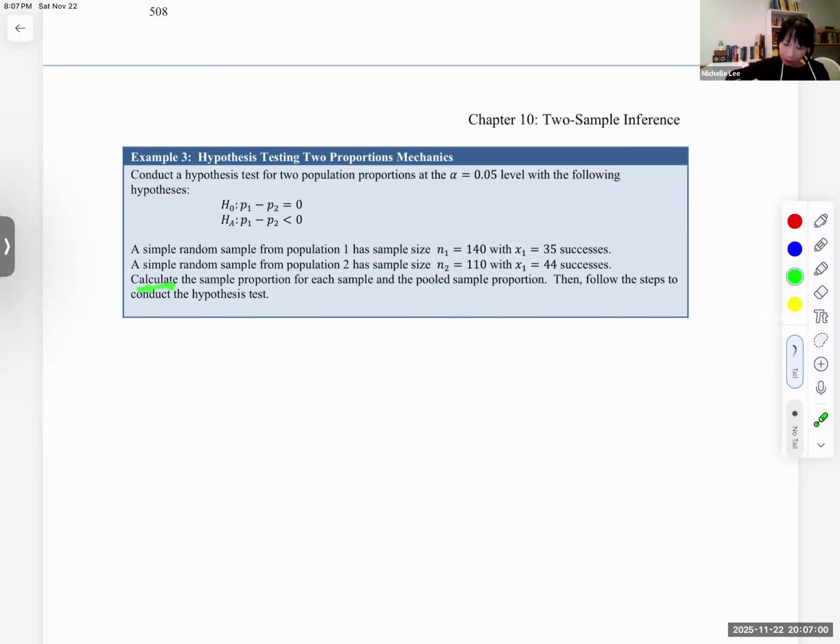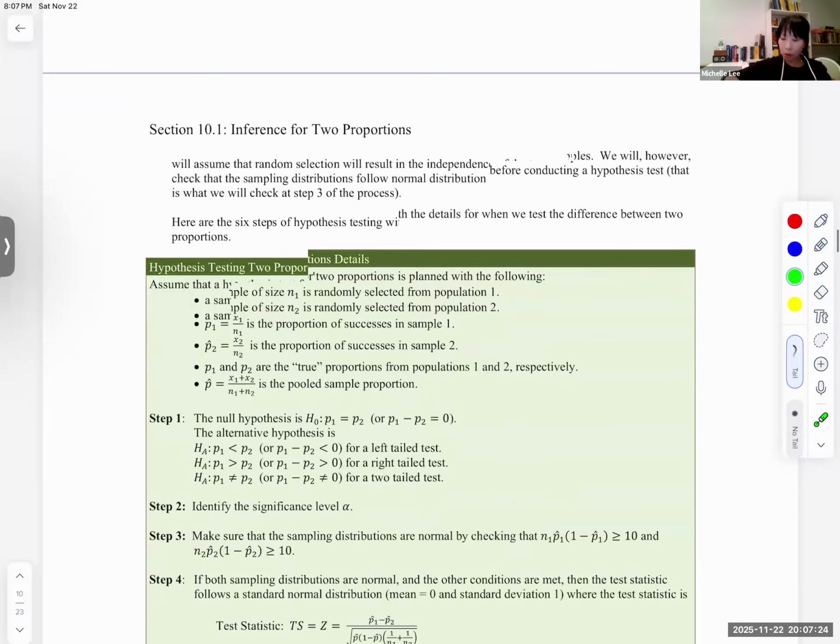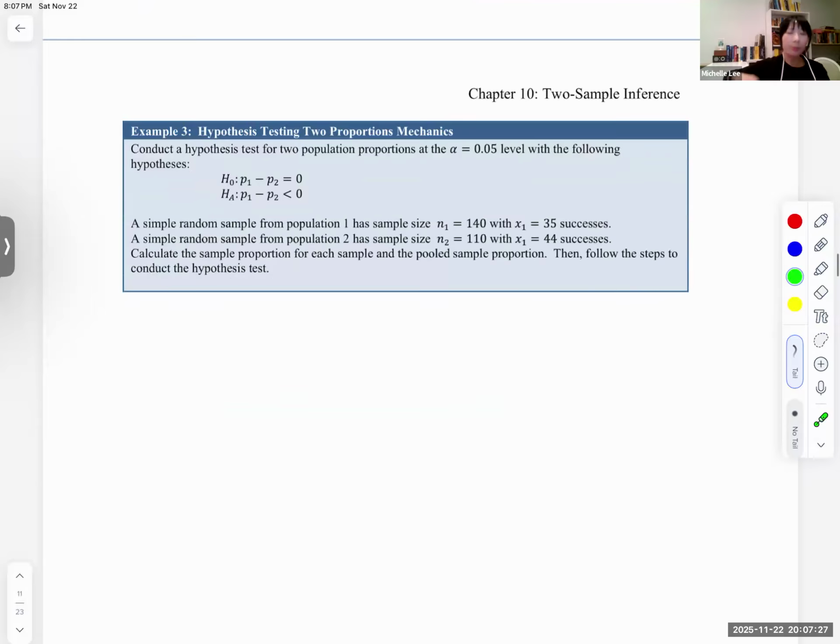Okay, calculate the sample proportion. We did that earlier, right? So you can do that, and pool the sample proportion. Then follow the steps to conduct the hypothesis test. Okay, so we have to follow that, right? All right, the earlier one. Okay, let me bring it here.